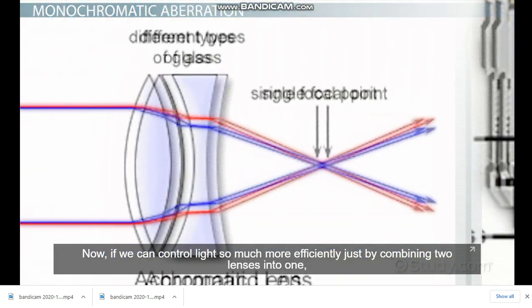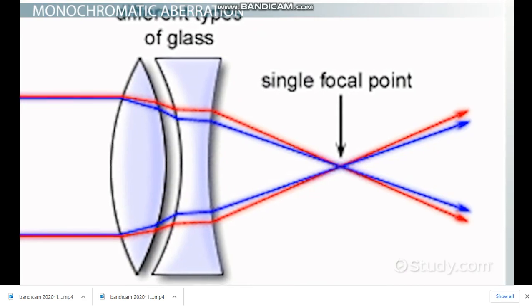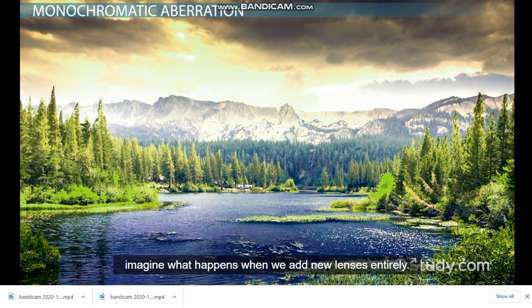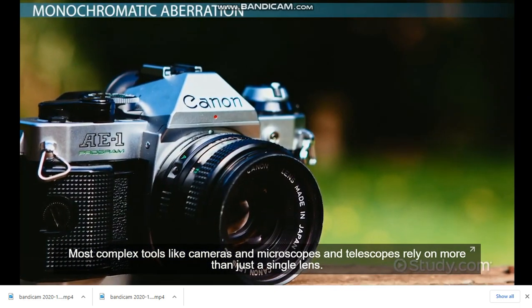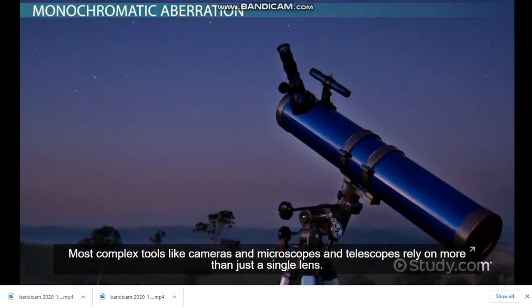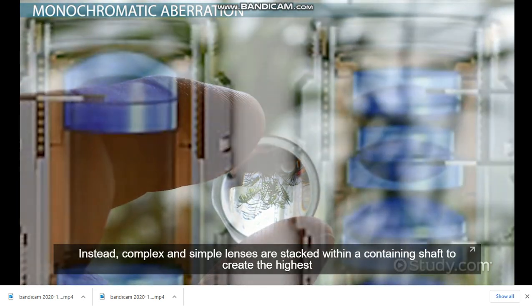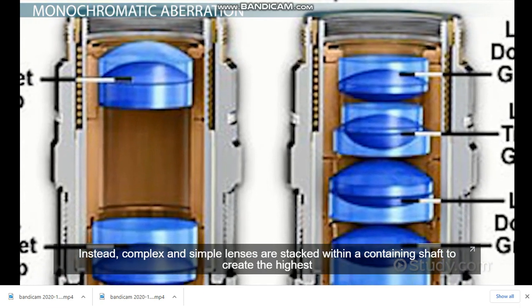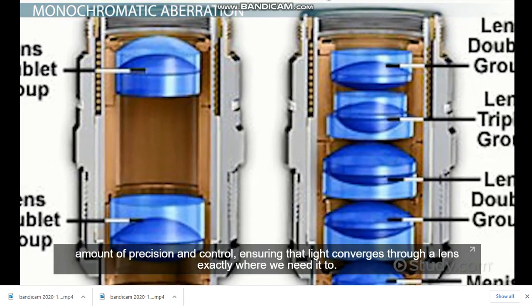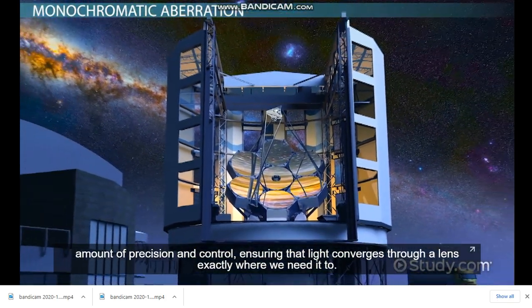Now, if we can control light so much more efficiently just by combining two lenses into one, imagine what happens when we add new lenses entirely. Most complex tools like cameras and microscopes and telescopes rely on more than just a single lens. Instead, complex and simple lenses are stacked within a containing shaft to create the highest amount of precision and control, ensuring that light converges through a lens exactly where we need it to.